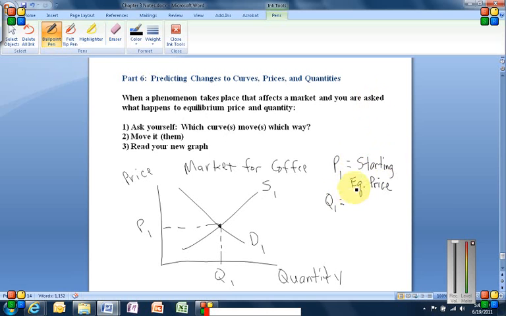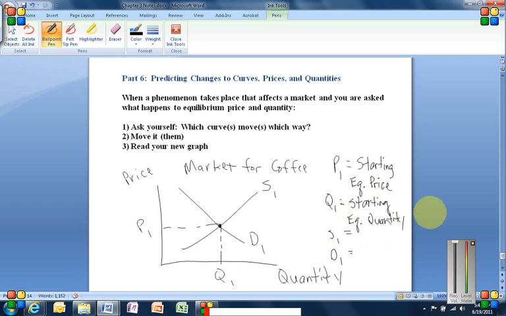Q sub 1 would be starting or initial equilibrium quantity. S sub 1 and D sub 1 would be the same thing: starting or initial supply, starting or initial demand. So go ahead and fill those in.